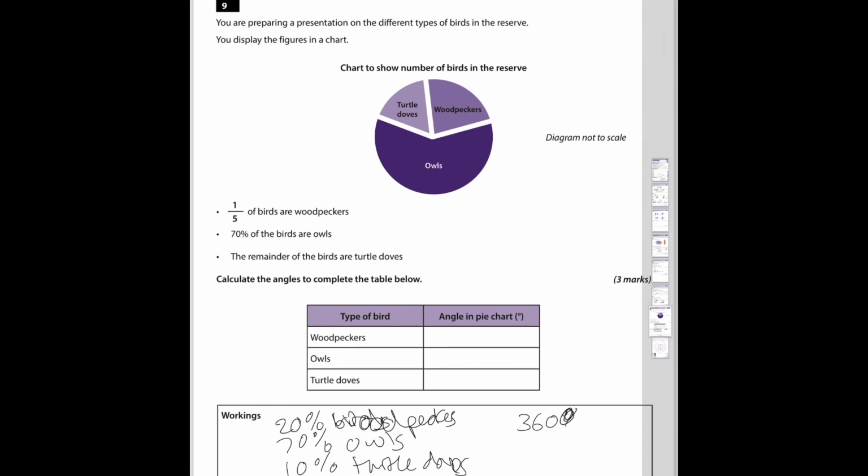So to work out 10% of that, knock off that, that's 36. So we can do the turtle doves easily. That's 36 degrees. To work out 20%, we just times that by 2. So 36 plus 36 is 72. So we know that woodpeckers are 72 degrees. And then again, to get 70, we could do 36 times 7. That's 252.